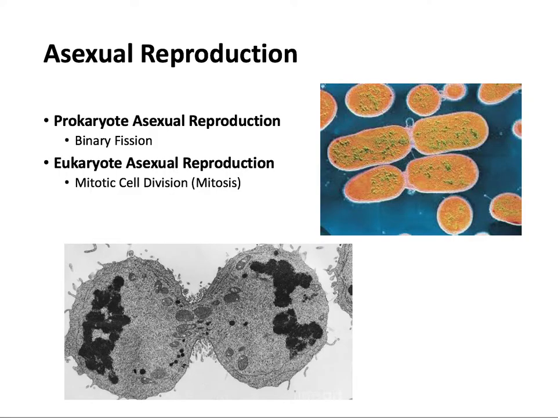In this lesson, we're going to focus a lot on asexual reproduction. And prokaryotes reproduce through something known as binary fission. That's their form of asexual reproduction. And you can see bacteria right here engaging in binary fission, which is asexual. And then eukaryotes engage in mitotic cell division, which is more complicated. We're going to look at each of those.